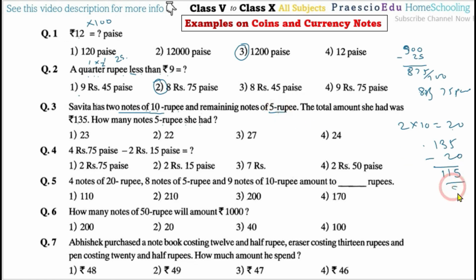So divide by 5. 5 twos are 10, 1 balance, and 5 threes are 15. So 23 notes of 5 rupees. So 23 means option number 1 is the correct one.